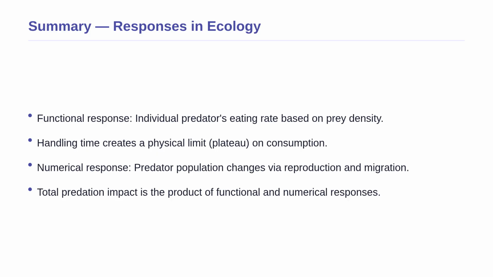Second, the numerical response is about the predator population as a whole, growing through reproduction or migration when food is plentiful. Finally, by multiplying the functional response by the numerical response, ecologists can determine the total impact predators have on a prey population. You now have a solid understanding of the delicate balance that dictates the stability of entire ecosystems. Great job!